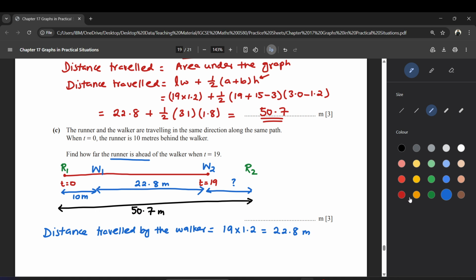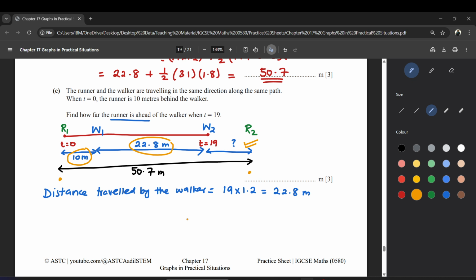Now look closely. You know that from this point to this point, this is 50.7 meters. From this 50.7 meters, if I subtract 22.8 and I subtract 10 meters, I would be able to get this answer. So here we are going to write that, I can use the word extra distance, is equal to 50. No, let me just write one more thing.